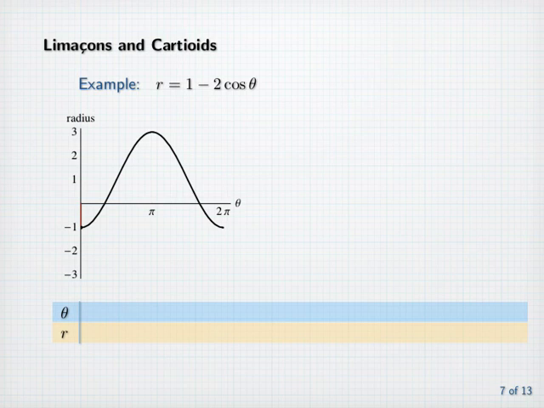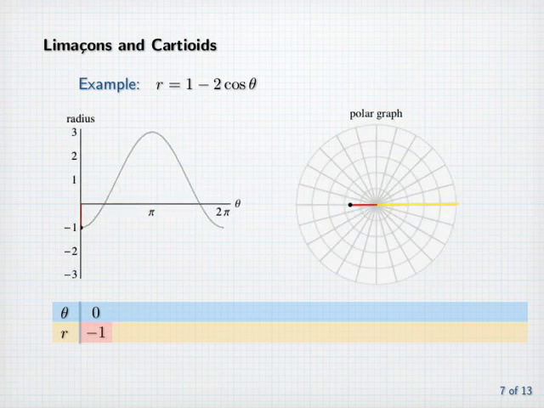When theta equals 0, r is equal to minus 1. So we start by plotting the point with polar coordinates (minus 1, 0). When theta equals pi over 6, r is equal to 1 minus the square root of 3, which is between minus 1 and 0.